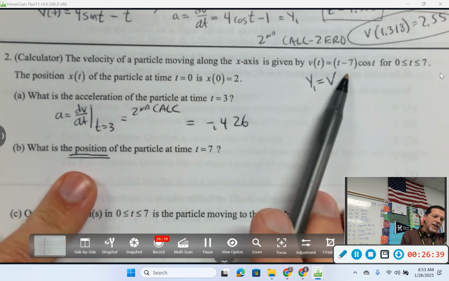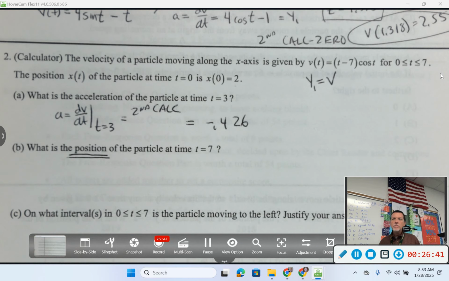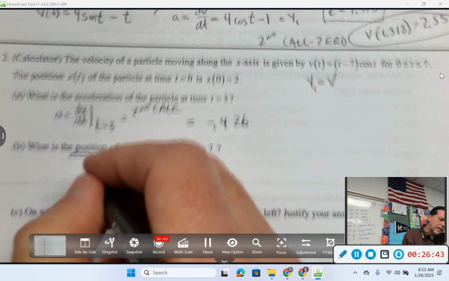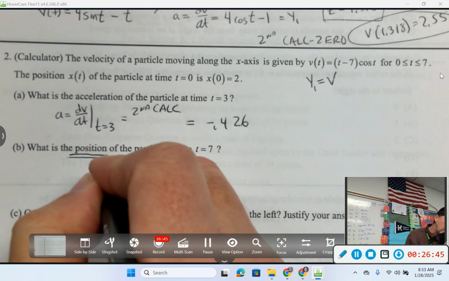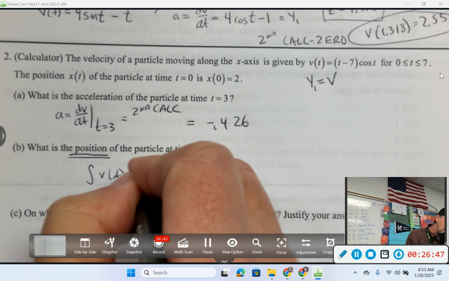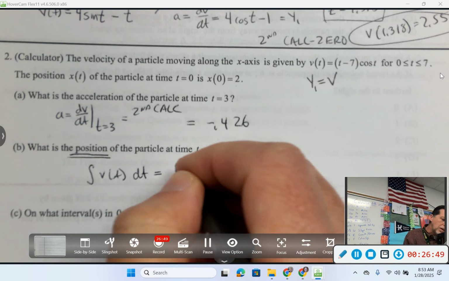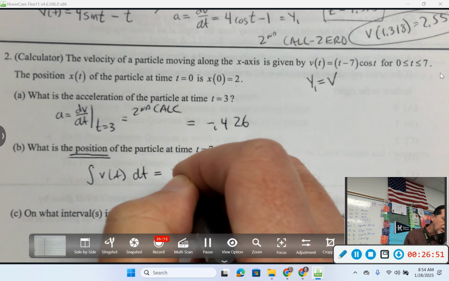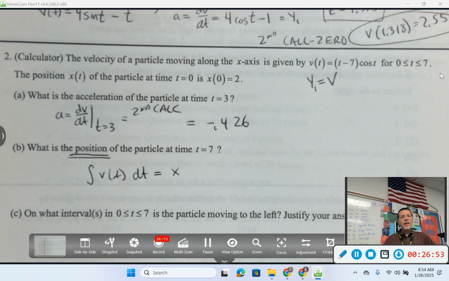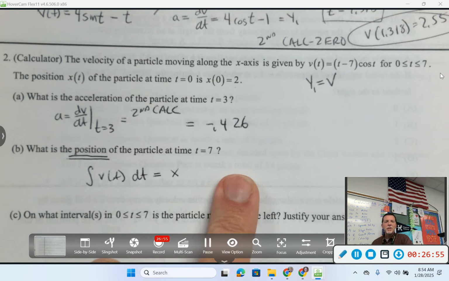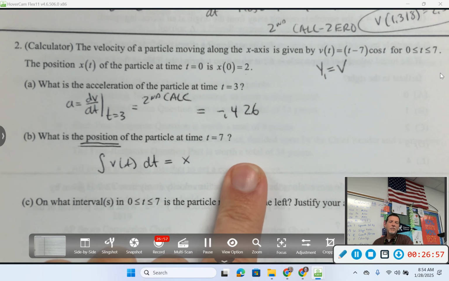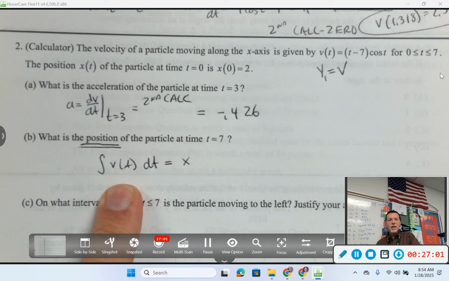All right, I've got velocity. How do I get position? Antiderivative. So I want to antiderivative the velocity. That will give me position, but if I leave it blank, I'm going to have a plus c. I don't really want to do that. I'd rather have some limits on there so that my calculator could do this for me.